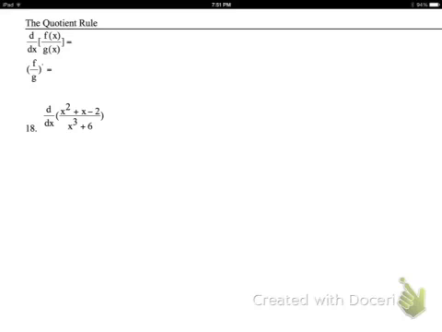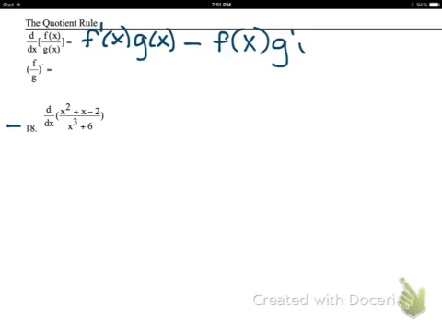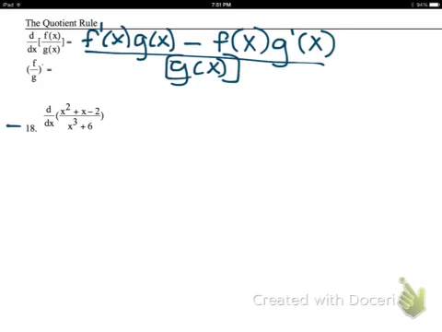Okay, so here's the quotient rule. So when do you use the quotient rule? If you look at example 18, I have the quotient of two polynomials. I cannot divide everything by x cubed plus 6. I can't simplify it. So the quotient rule says to take the derivative of the numerator times the denominator, minus the numerator times the derivative of the denominator, all over the denominator squared. Looks crazy, but you'll remember that after one day of practice.